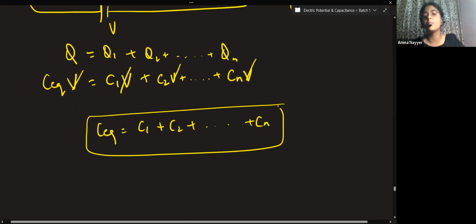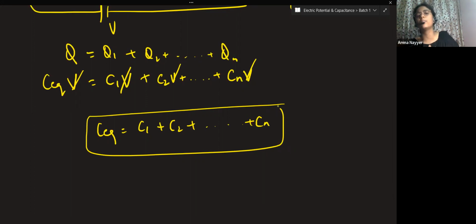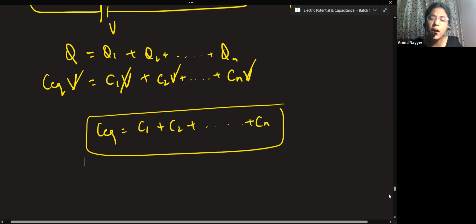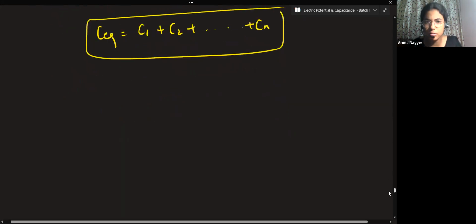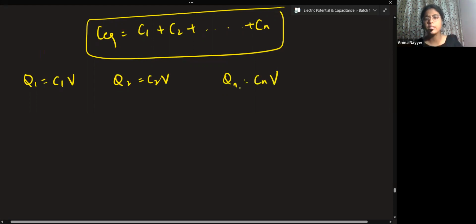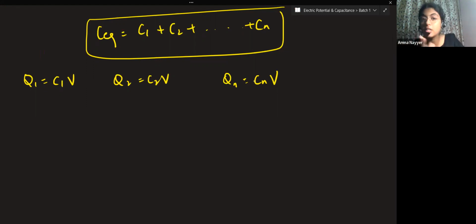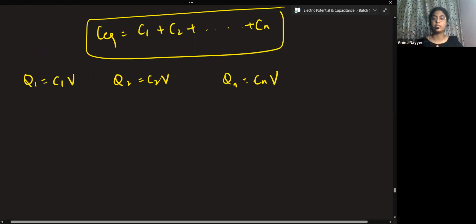Had it been series combination, then 1 by C equivalent, just take the reciprocal of each of them and add them. Now if you have to calculate the charge, let's say the charge for the first capacitor will be C1 multiplied by V. Charge for the second one will be C2 multiplied by V. Charge for the nth one, Cn multiplied by V. For example, if I say fifth, Q5 will be C5 multiplied by V. V won't change because these are combined in parallel. So this will be the formula of the charges that you have.